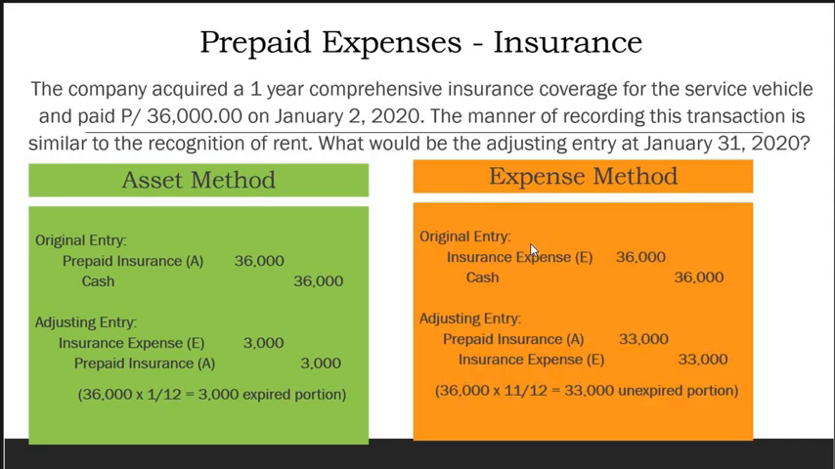So, if you're using expense method, ganito naman yung original entry. Nag-debit ka ng insurance expense, 36,000. Nag-credit ka ng cash, 36,000. And then yung adjusting entry mo, nag-debit tayo ng prepaid insurance, your asset, 33,000. Credit insurance expense at 33,000. So, 33,000 represents the 11 months na hindi pa nag-expire. So, for this particular item, which is insurance.